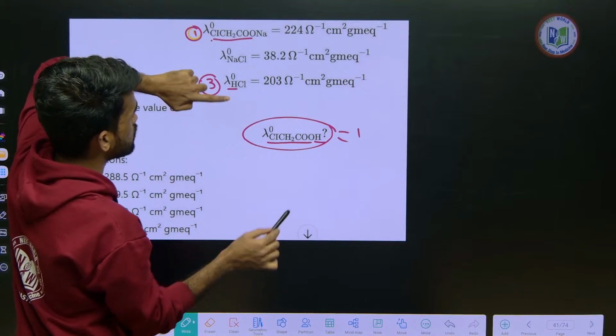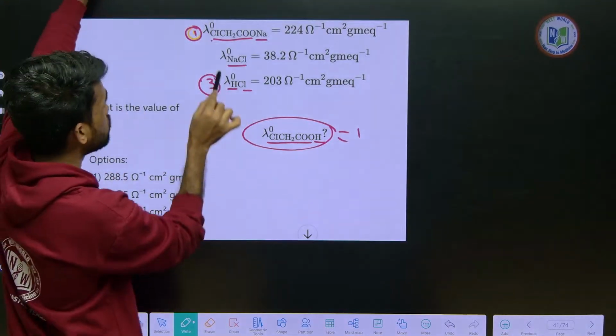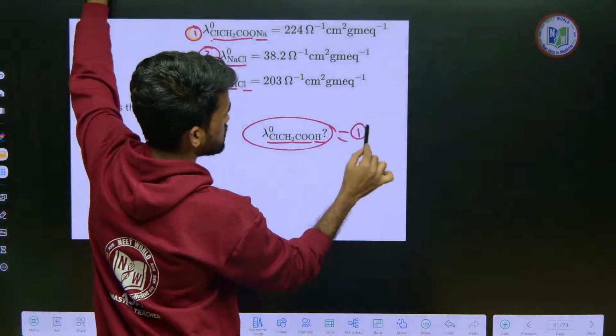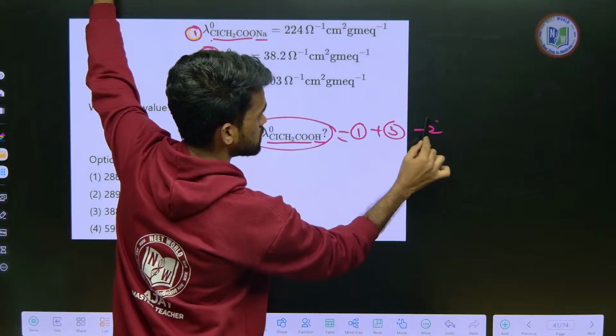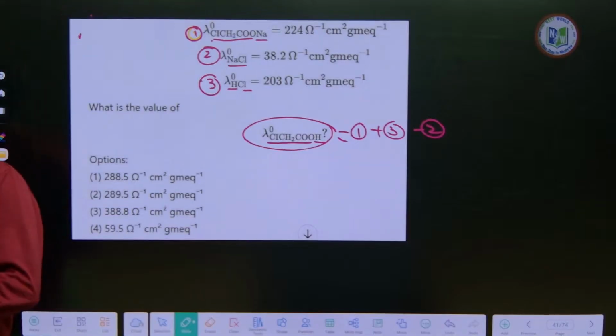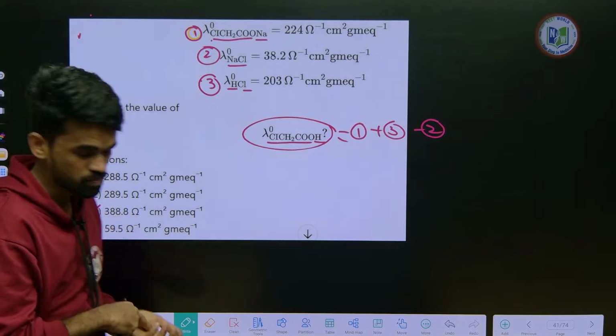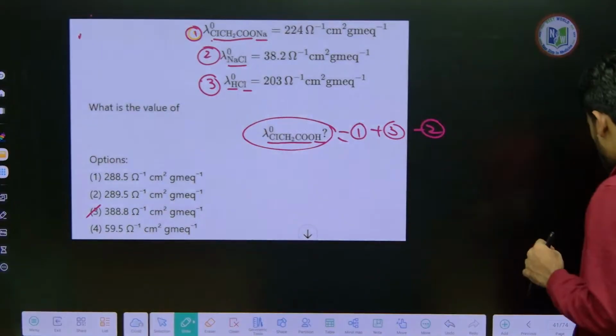The extra ions are what? Sodium ion, chloride ion. So sodium chloride you remove. So 1, 2, 3, if you make it 1 plus 3 minus 2, that's it. 1 plus 3 minus 2. Okay, so you just tell me your answer for this. So do we have any option? Yes, that will be your answer. If you got that answer, yes, that is perfect. Next.